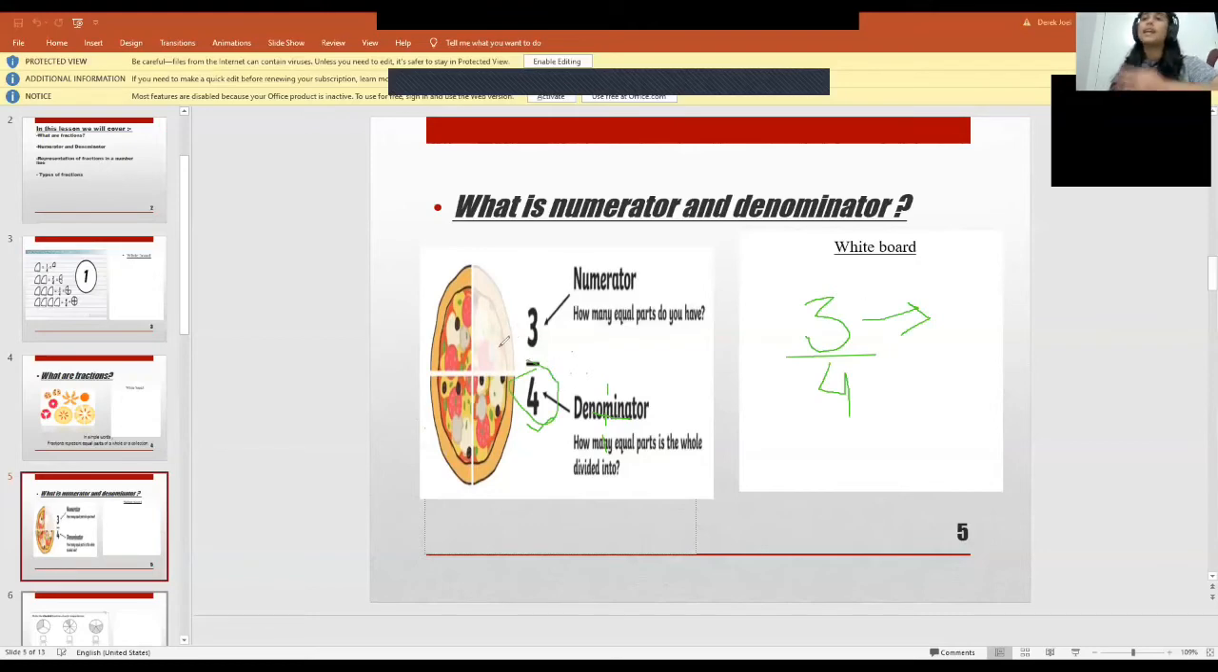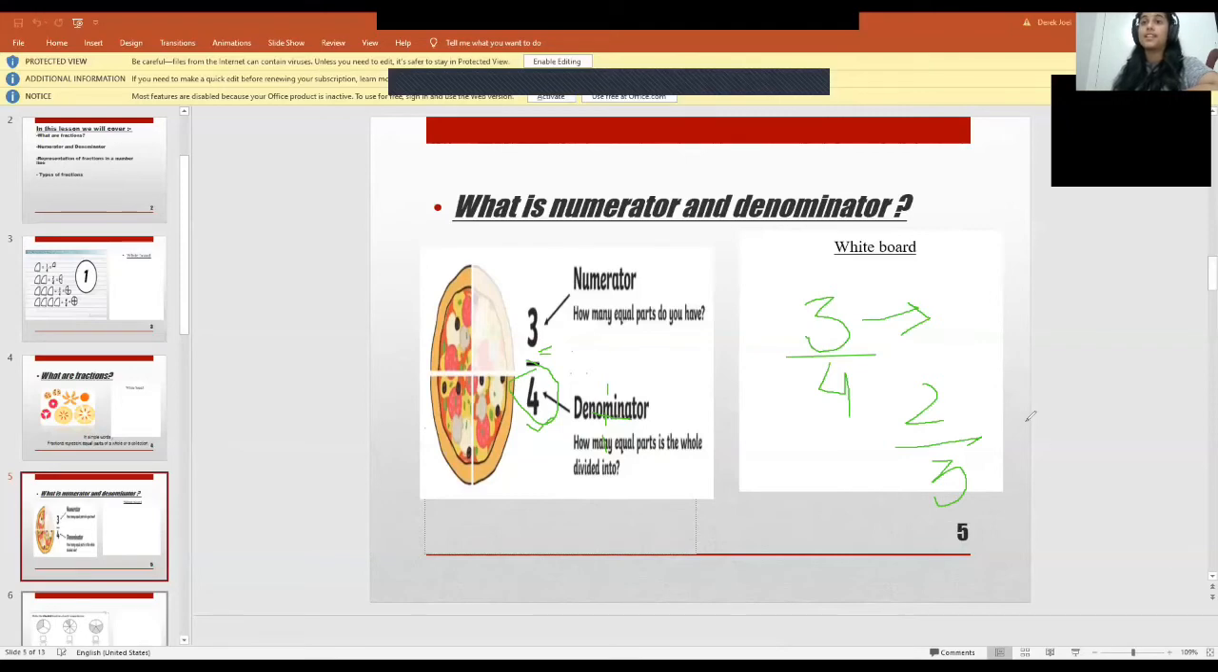Now, I ate one of them. How many pieces are left? There are four, and I ate one, so I do subtraction: 4 minus 1, you get 3. That number I'm going to write here as 3. Now if I take another example, 2 by 3, can you identify the numerator and denominator?